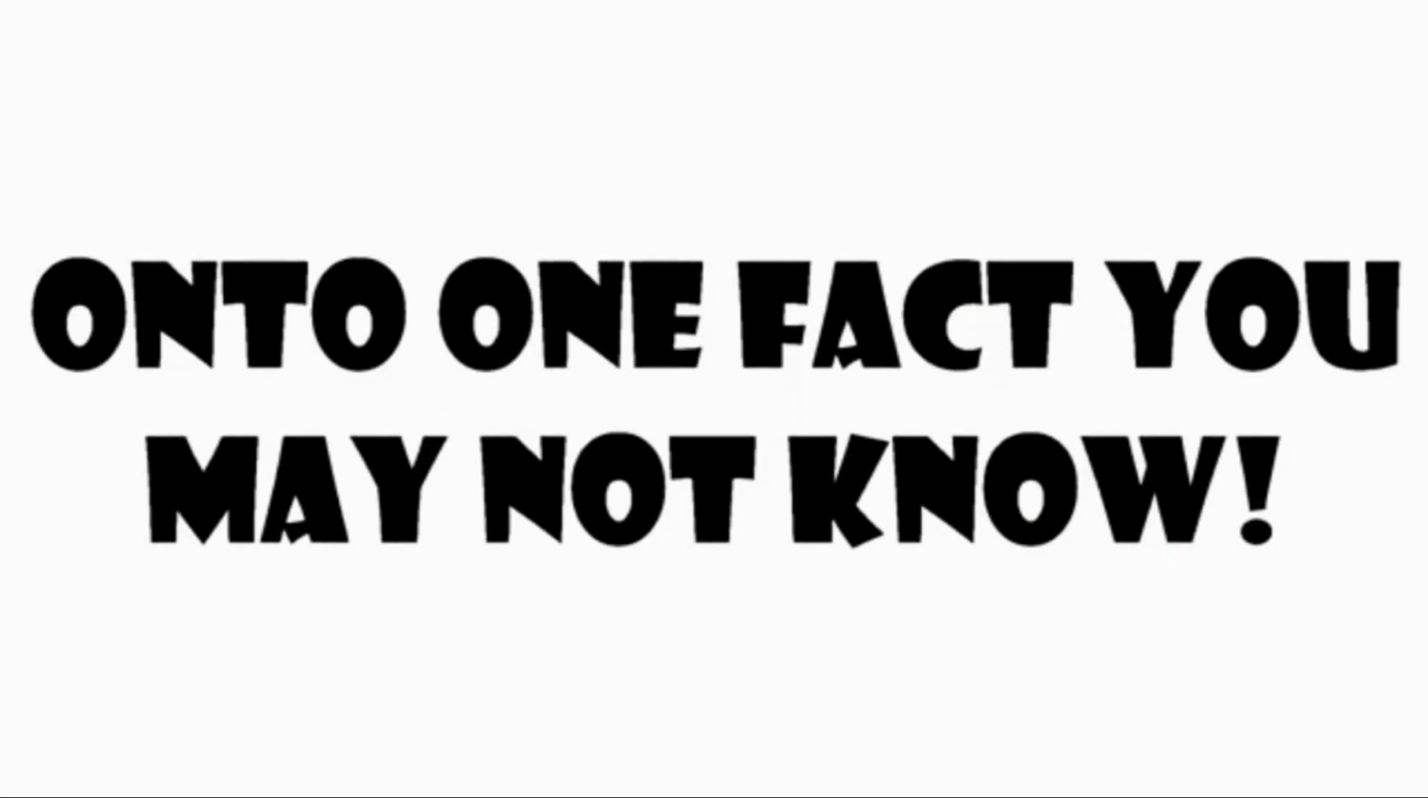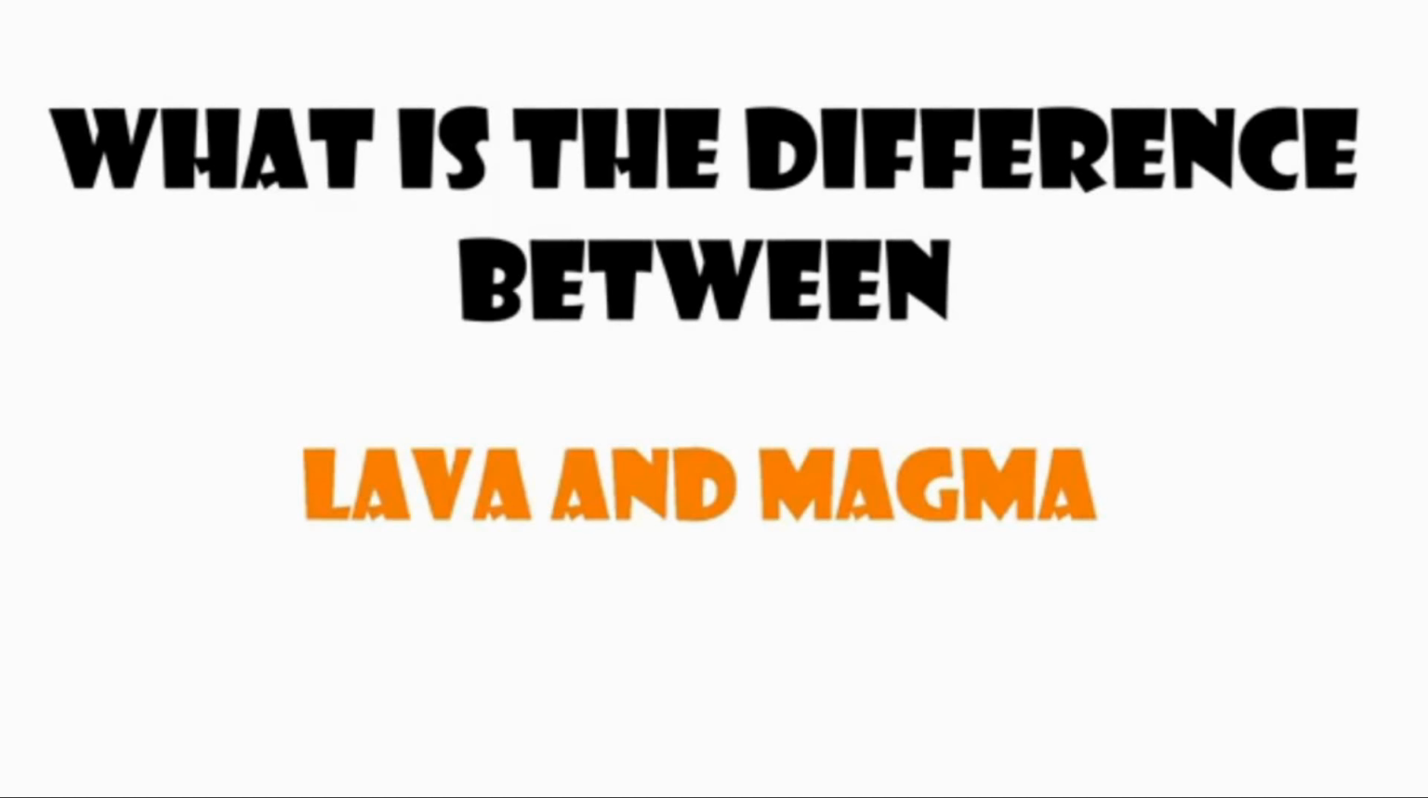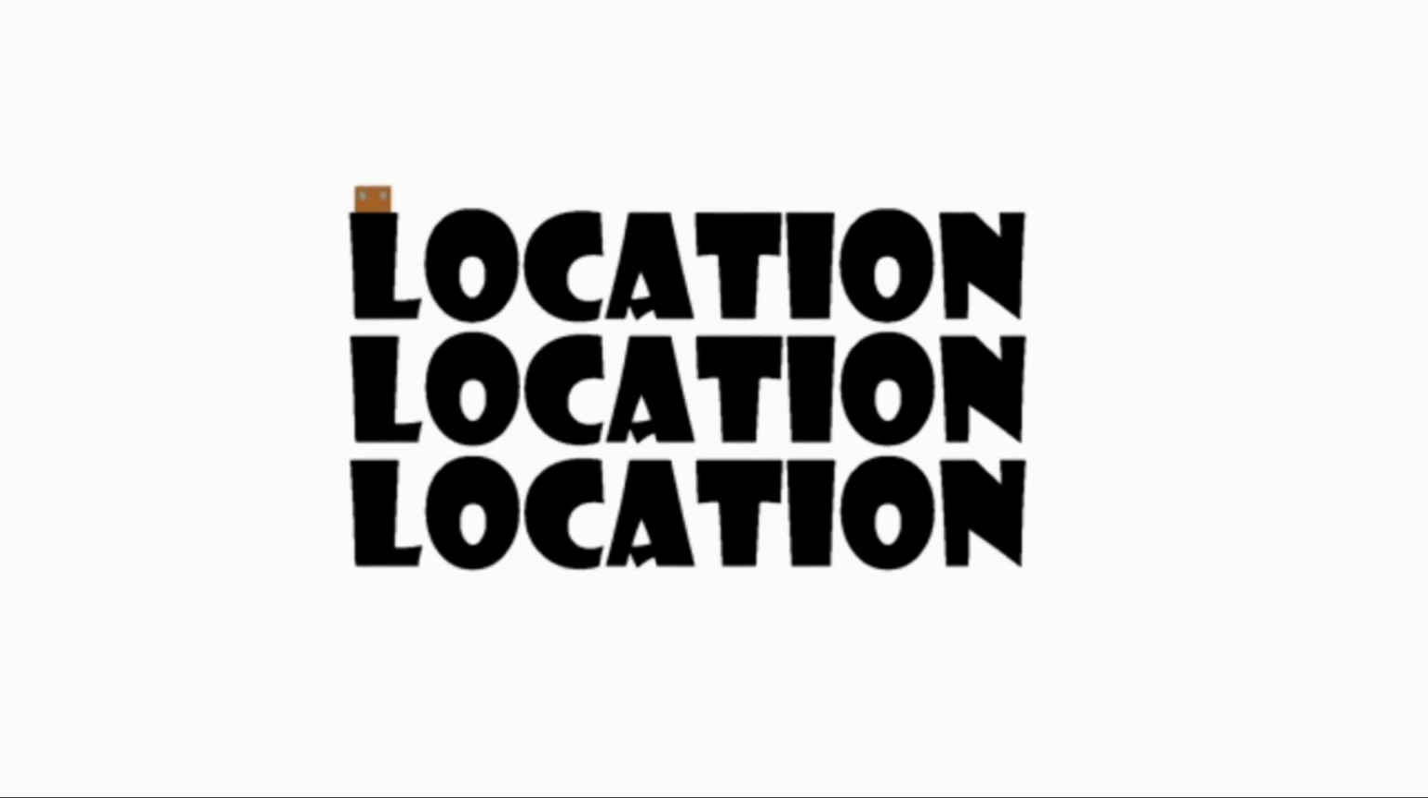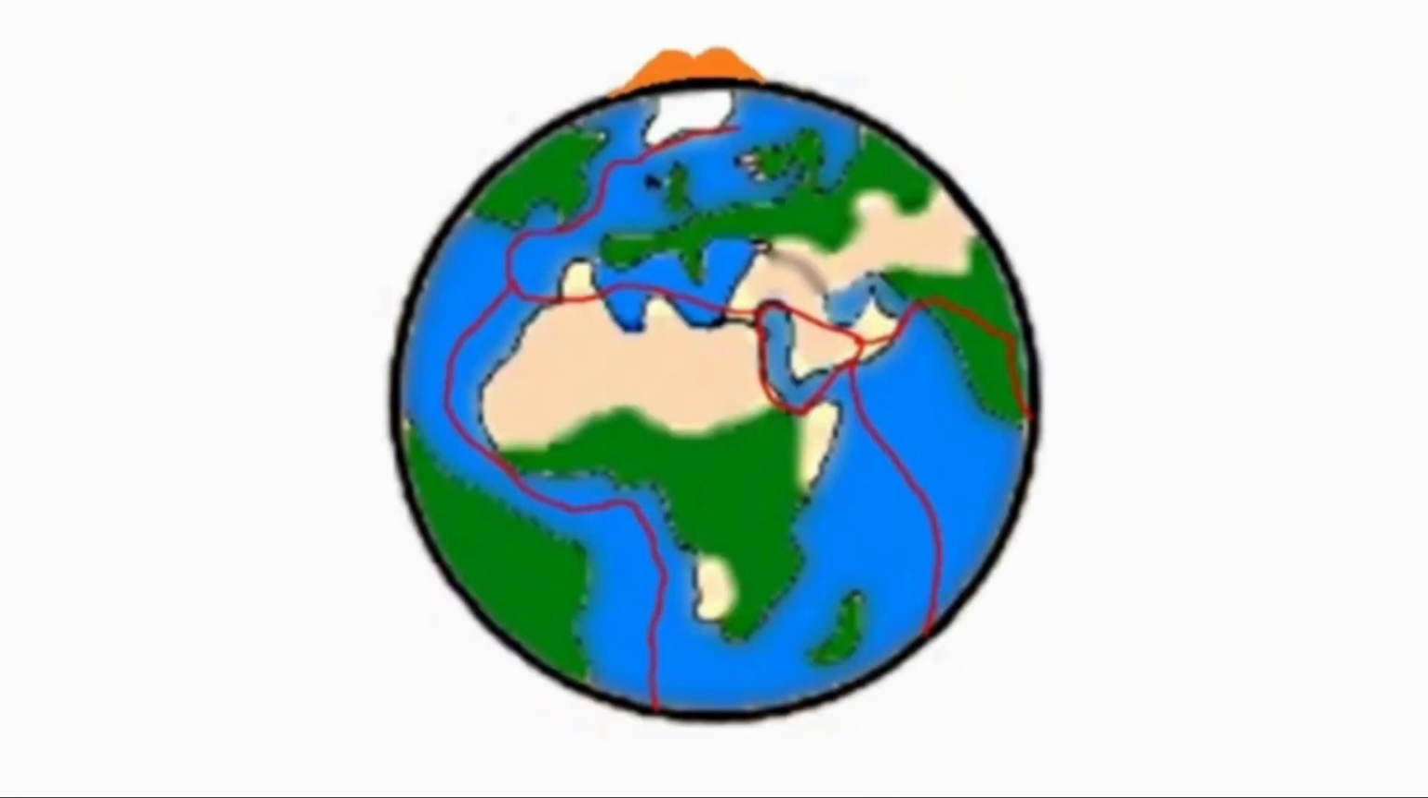Now, on to one fact that you may not know. What is the difference between lava and magma? Actually, not a lot. It is all down to location, location, location. Molten rock within me is called magma. As soon as it runs over my surface, it is called lava.